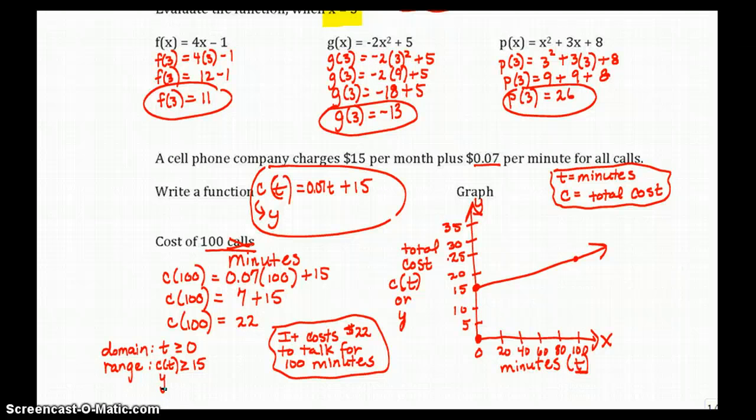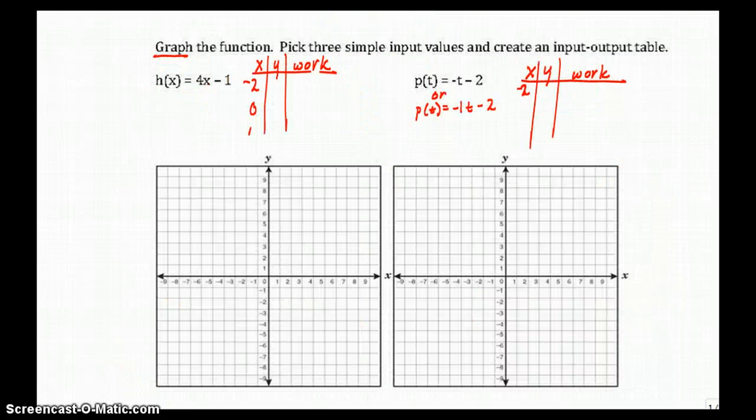Okay, now we're going to move on to the graphing on the back of your notes. So please pause this, get caught up on this one, and then flip it over. I'm going to do the first one with you, this h of x equals 4x minus 1, give you a little hint on the second one, and then I'm going to ask you to graph the last two on your own. It says graph the function, pick 3 simple input values, and create an input-output table. Now I am going to pick -2, 0, and 1 for my domain values.